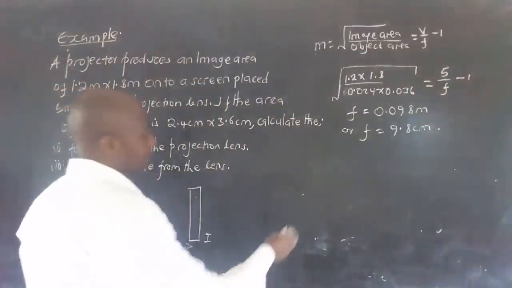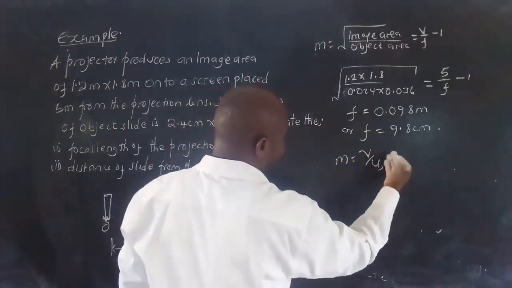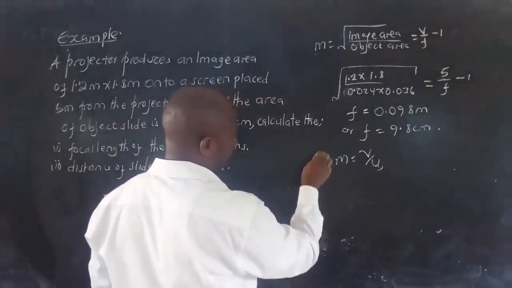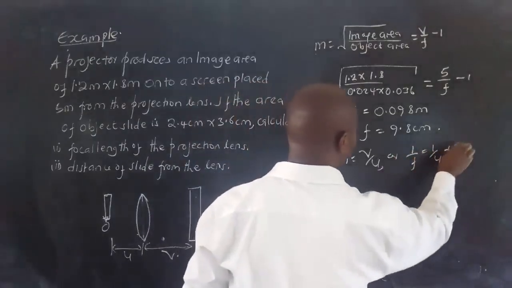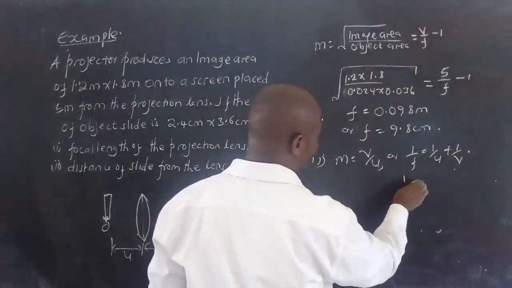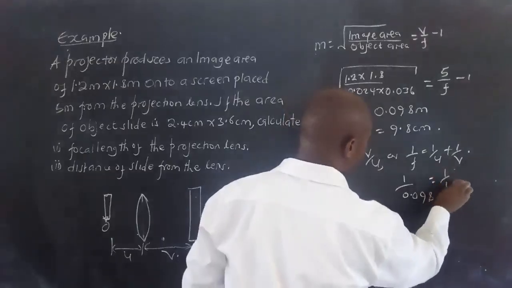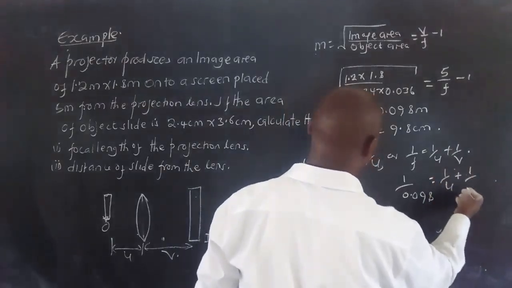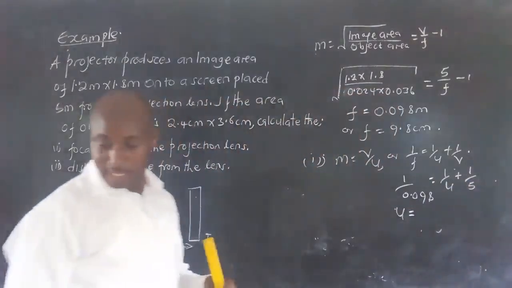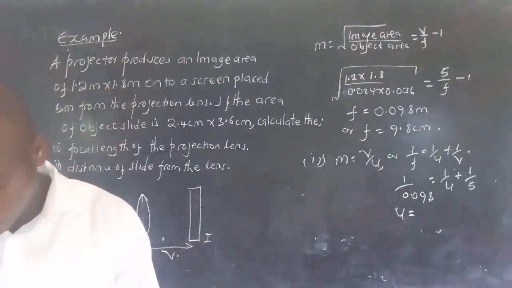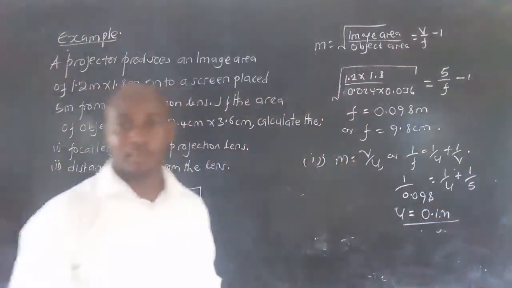So we can now say magnification is equal to v over u. So if you want, you can first get u from 1 over f equals 1 over u plus 1 over v. So 1 over 0.098 is equal to 1 over u plus 1 over v, where v is 5 meters. So u will now become, using a calculator, 0.1 meters. Is that okay?